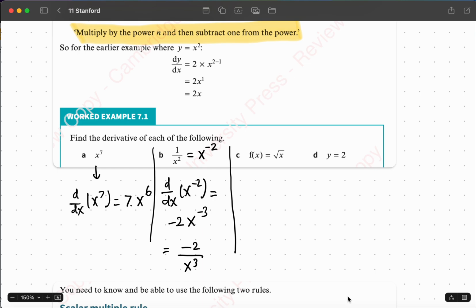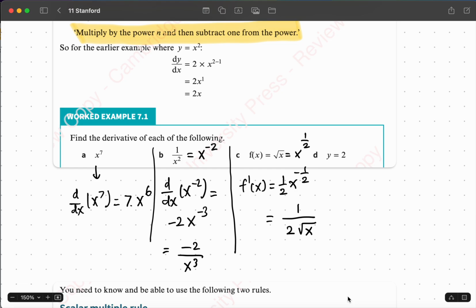Next one, f(x) is the square root of x, so you need to change it into a power again. Square root of x will be x to the power of 1 over 2. So what is f prime of x then? Put down the power once again, so it's a half, times x, and a half minus 1 will be negative 1 over 2. You can also write it as a fraction again.